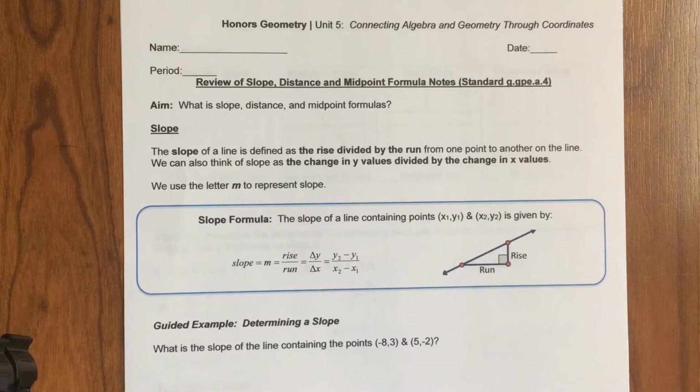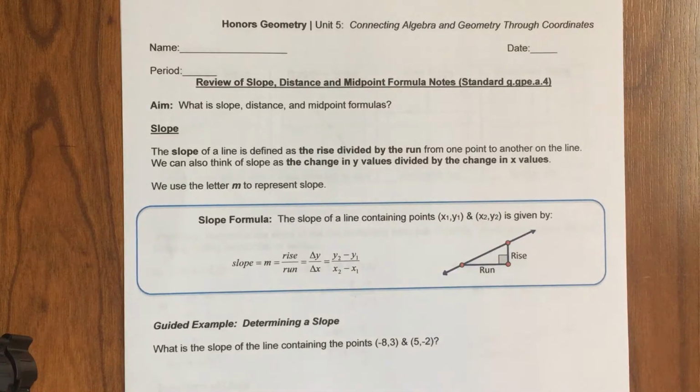So, first thing to start off, what is slope? Slope of a line is defined as the rise divided by the run from one point to another on the line. We can also think of slope as the change in y values divided by the change in x values. We use m to represent slope.